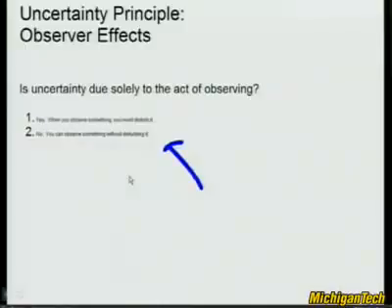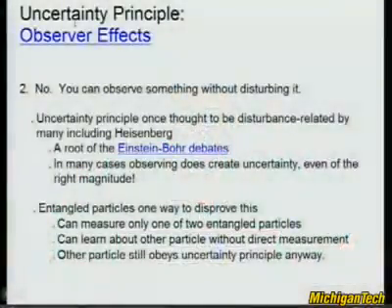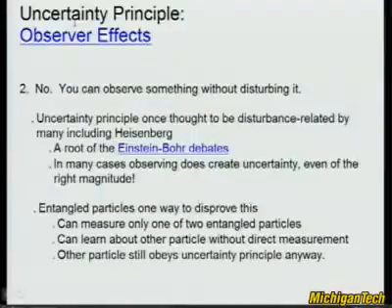Is the uncertainty principle based on disturbing things because that's what has to happen when you measure it? Here's the answer. You can observe something without disturbing it. The observer effect is not fundamental to the uncertainty principle. This was highly debated by people like Einstein and Bohr way back. In fact, Heisenberg, when he coined his own uncertainty principle, thought pretty much, we think, that disturbance was the fundamental root of it. But now we know that's not true.